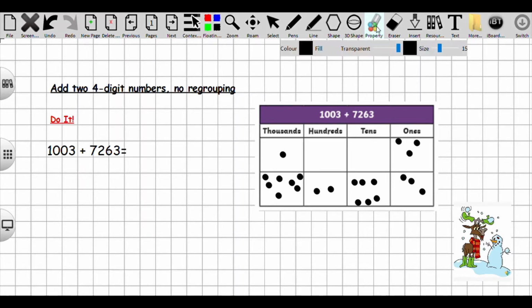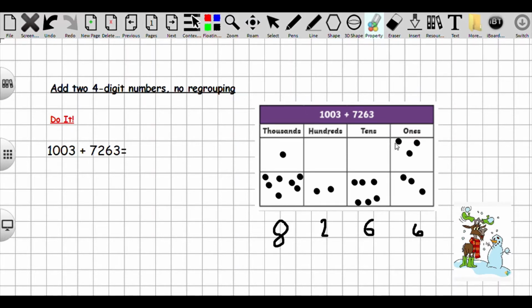Okay, so if I just change the size of my pencil, 3 plus 3 is 6. 0 plus 6 is going to equal 6. Hundreds, 0 add 2, that's nice and simple, that's just 2. And then we have 1, 2, 3, 4, 5, 6, 7 add 1, 7 add 1 is 8. Okay, so we didn't need any regrouping and our answer should be 8,266 rather.